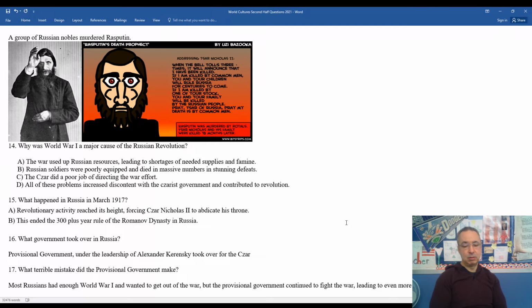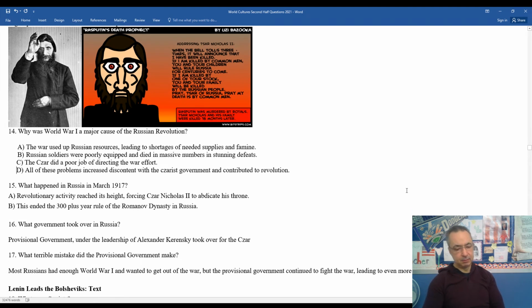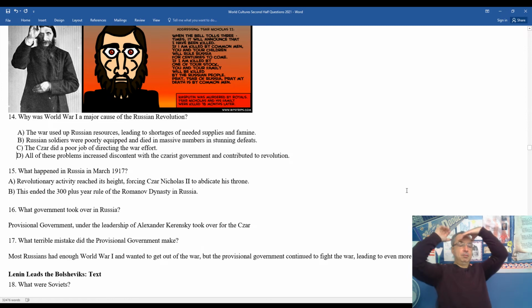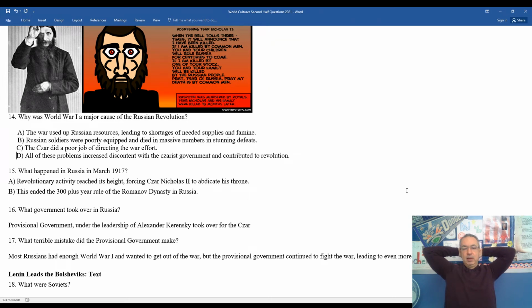Alexander Kerensky, a name you should be familiar with, was the temporary leader of the provisional government from the winter into the fall of 1917, a very short period of time. And then Kerensky made a terrible mistake. Most Russians had had enough of World War I, and had Kerensky pulled Russia out of World War I immediately, perhaps he would have stayed in power. However, the provisional government did not want to accept the loss. They didn't want to give up. This led to even more Russian deaths and more struggles on the home front.